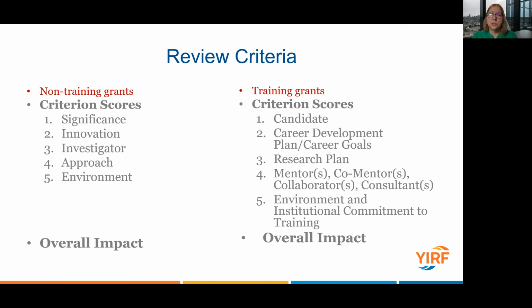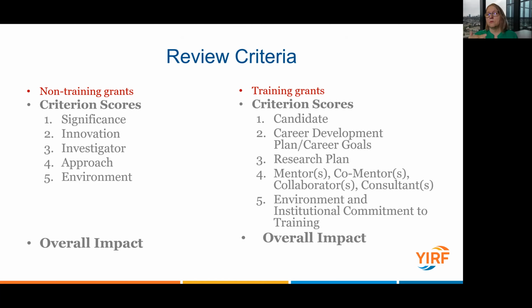In the research grants, you get a score on your significance, how important the question is, the innovation of your approach, the investigator, often productivity and skills in the area, the approach, which is essentially the research plan, and the environment. In the training grant, there's a different set of five criterion. There's, relatively in this order, in my opinion, first, the candidate, who you are, your career development plan, your research plan, your mentors, your environment.